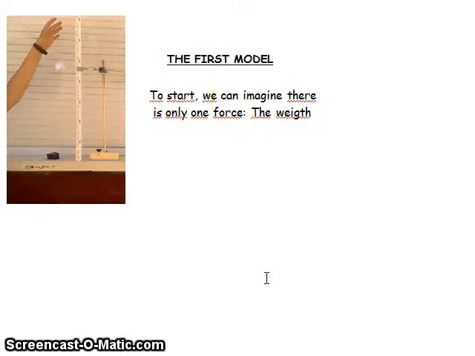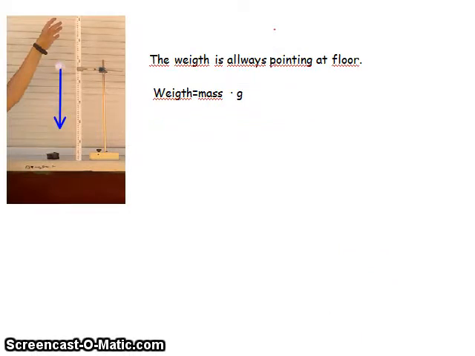We use two models. In the first one, there is only one force, the weight. So net force equals the weight. The weight is always pointing at the floor. Weight equals mass times g. g is the gravity acceleration.